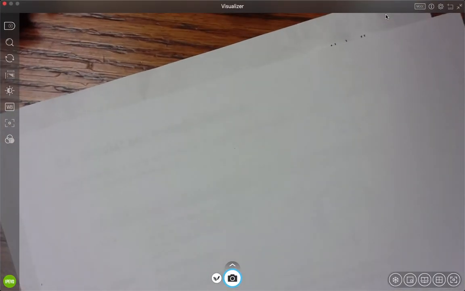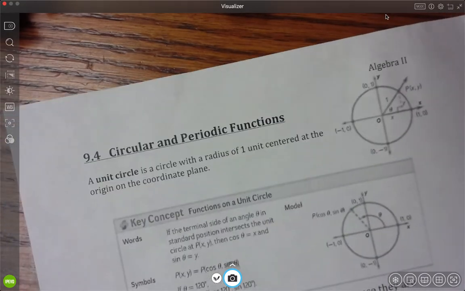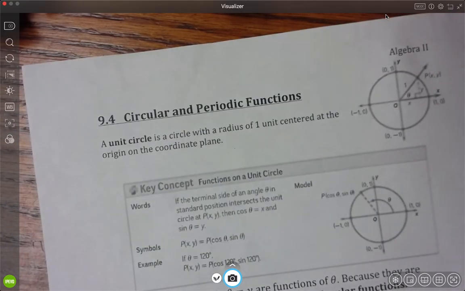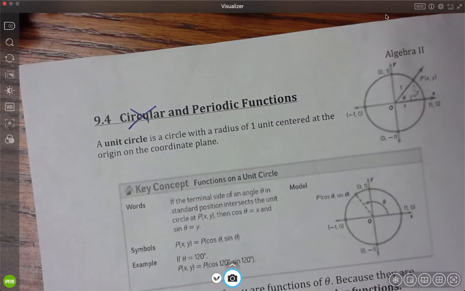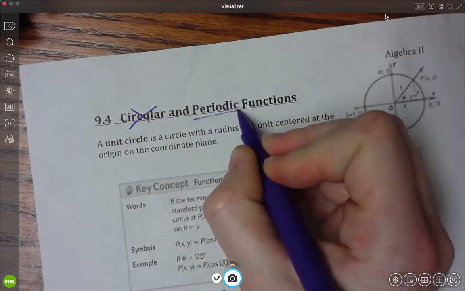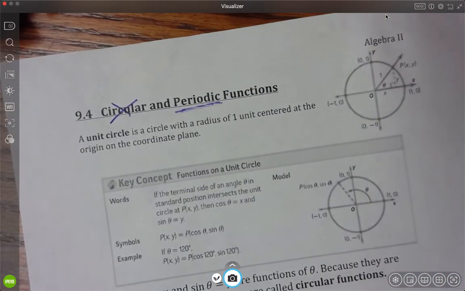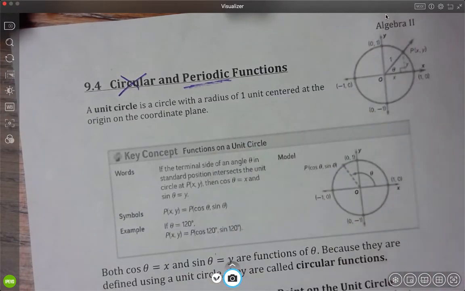Hey, algebra. This is the video for section 9.4, and I'm going to do this one a little bit differently. We're only going to do part of this section. We're going to skip the circular part of this, and we're only going to talk about periodic functions in this section. So I'm going to skip around and skip a couple of examples.